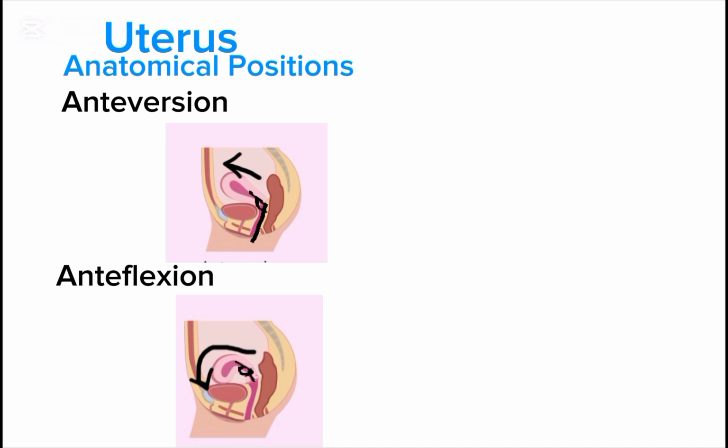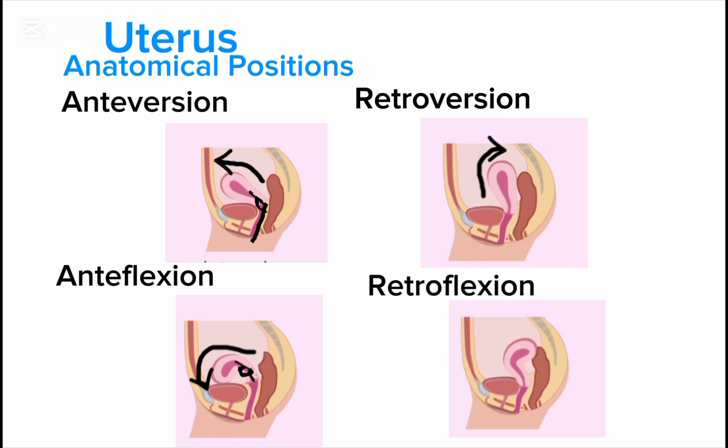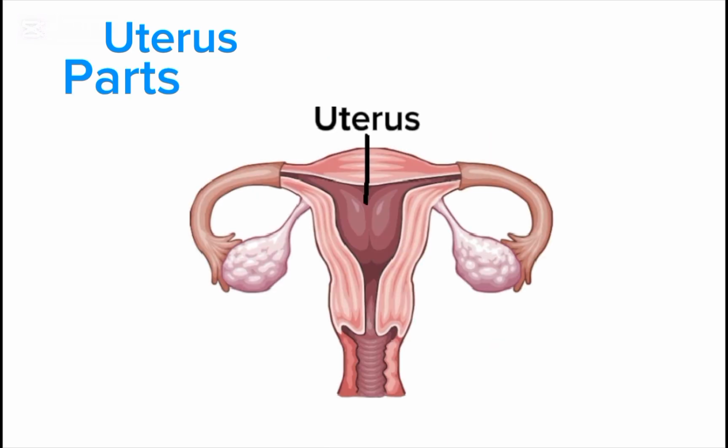While these two positions are most common, roughly 20 to 25% of women show some variations that are also normal and asymptomatic. These variations can be retroversion. In this position, uterus is tilted backward at the rectum. Retroflexion. In this position, uterus is bent backward at the cervix.